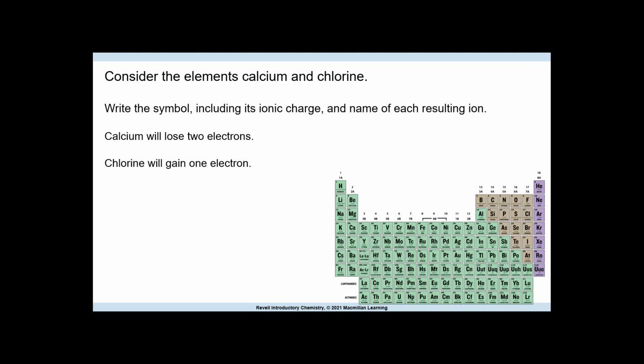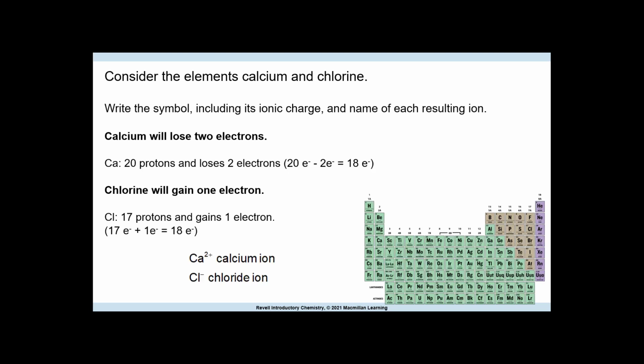Okay, consider the elements of calcium and chlorine. Write the symbol, including its ionic charge, and the name of each resulting ion. So we haven't really covered naming, so one of these is not going to be covered, but I'll briefly go over it. Calcium loses 2 electrons and chlorine will gain 1. So that's giving you enough information for you to be able to determine what's going on. Look at a periodic table. It's going to give you everything you need.